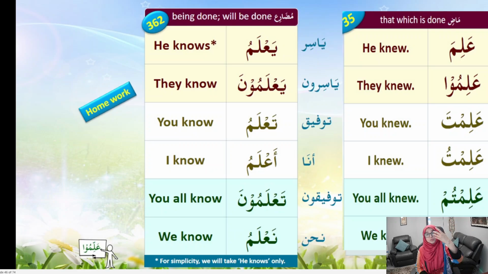Then تعلمون, ta, you all know. Then we all know. نحن is نعلم. So you all know, تعلمون. We all know, نعلم. Let's practice once more.